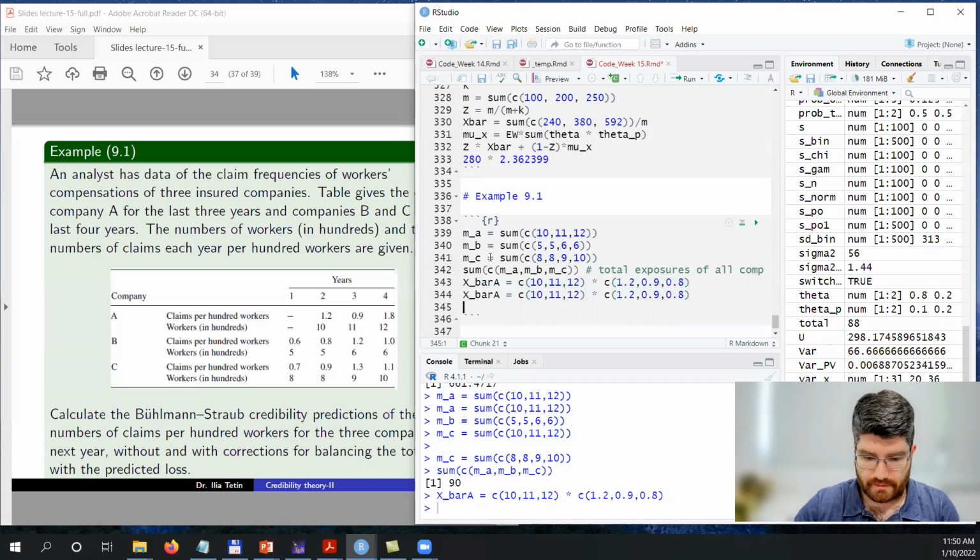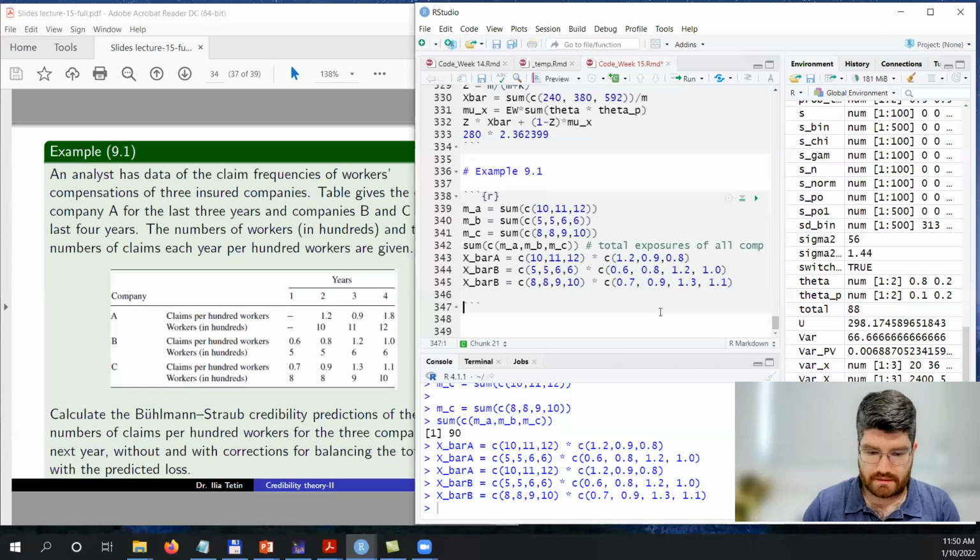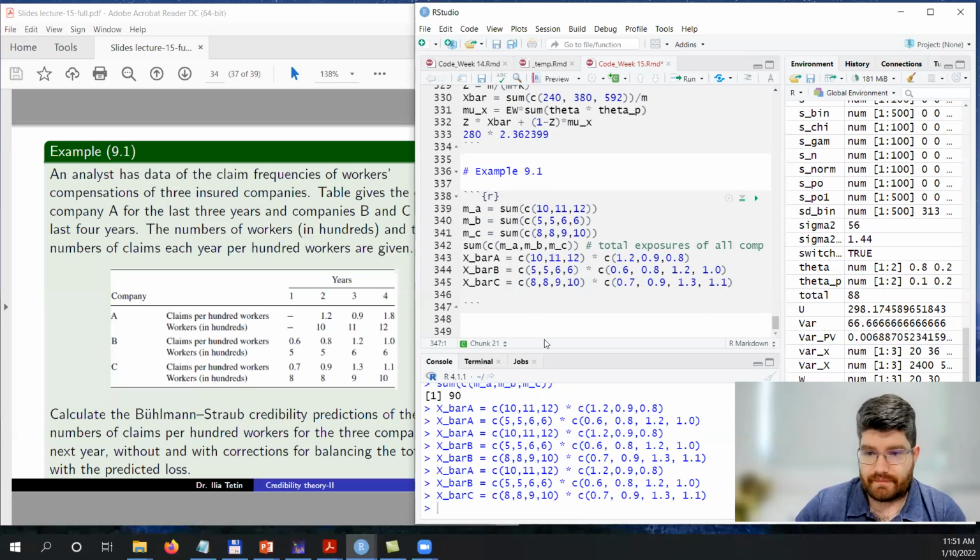Then X bar B will have these values over here times the respective values 0.6, 0.8, 1.2, and 1.0. And hold on, this is B. And the last one, 1.1, then 1.3, then 0.9, 0.7, and the initial values are given here. So X bar C. Okay. Then the numerator of MPV will be calculated like that.